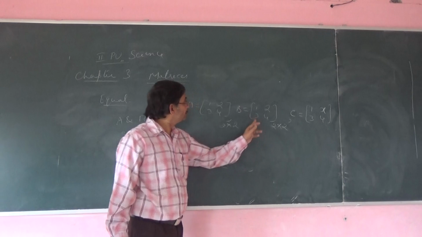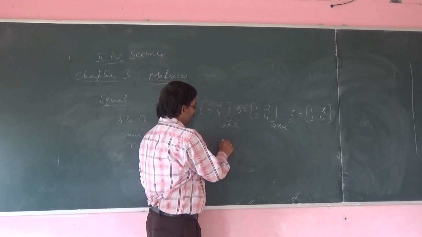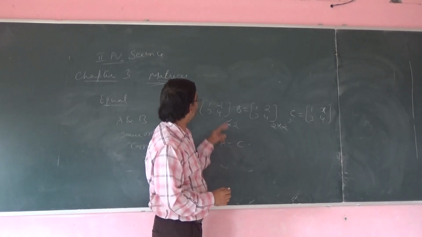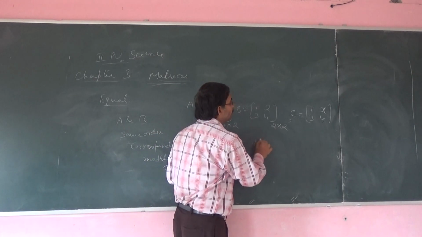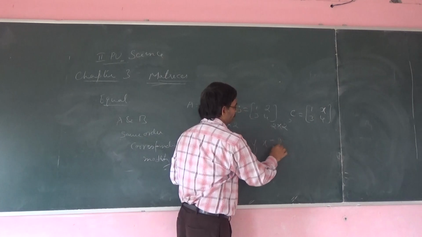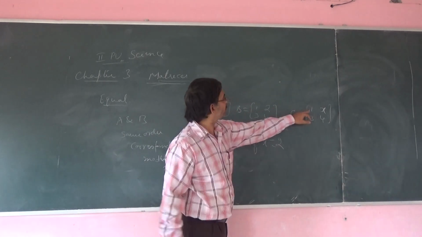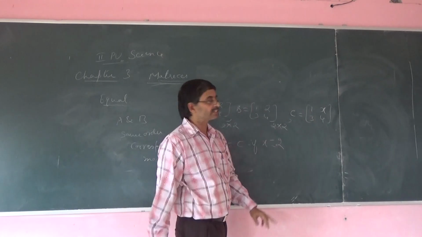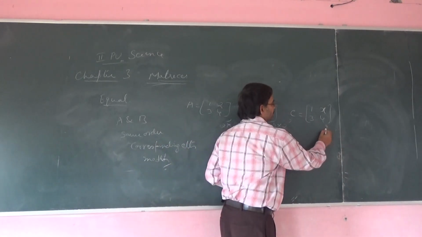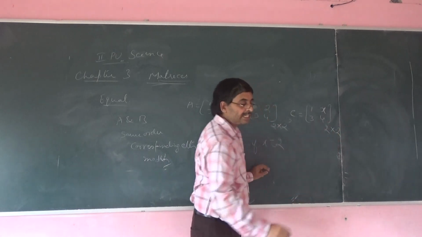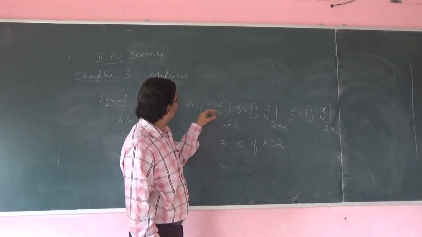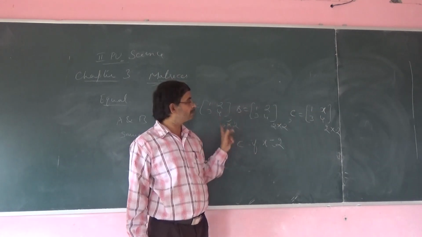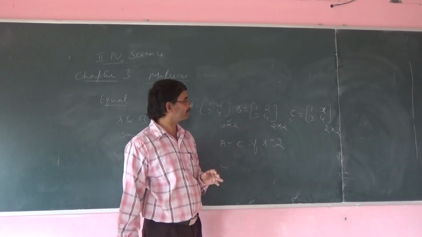Now I can say A equal to C. When will A be C? A equals C if the x value equals 2. Because the other elements match: 1 and 1 match, 3 and 3 match, 4 and 4 match, corresponding elements match. Order is also 2 by 2. So A equals C if x value is equal to 2. So that is about equality of matrices.